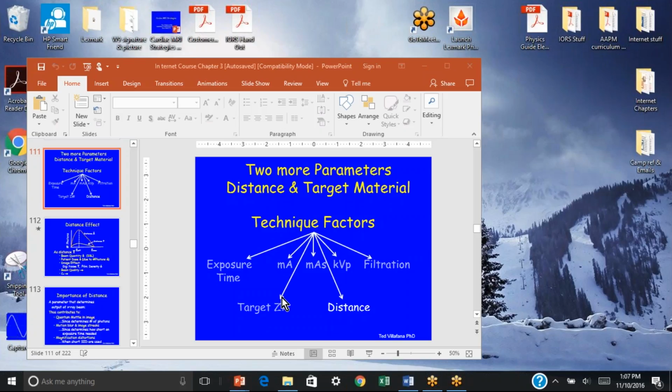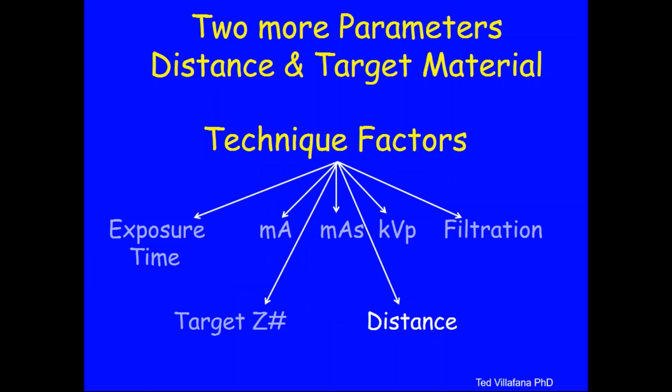But let's move on to the final of the parameters of interest, and that's distance. At what distance do you place the patient? And what happens if you change that distance? What does that control? So let's start in over there. Let's go to the big view.